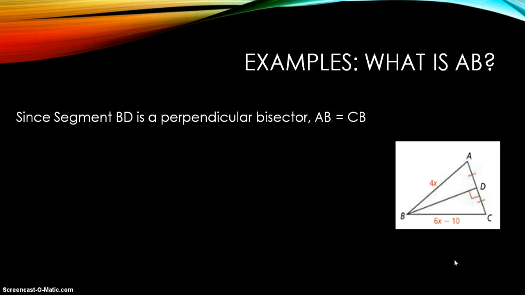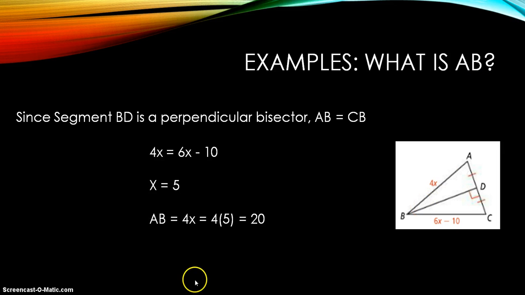So now I'm going to set up an algebra equation. I'm going to say that 4x is equal to 6x minus 10 because those represent the lengths AB and CB. And I'm just going to use algebra to solve. So I'll subtract 6x from both sides, and then I get negative 2x, and I'll divide negative 10 by negative 2 to get the value of x is equal to 5. Now, my actual problem wants to know what is AB, so I'm going to have to substitute that back in. I'll do 4 times 5, and that'll give me 20.